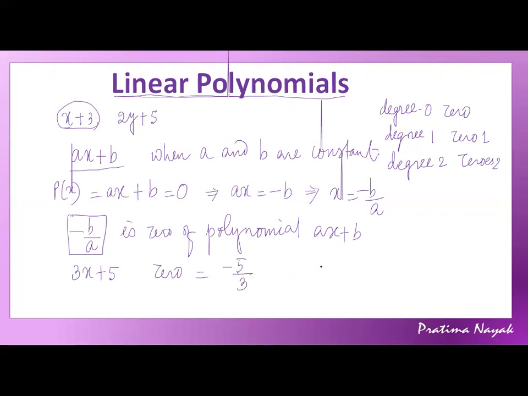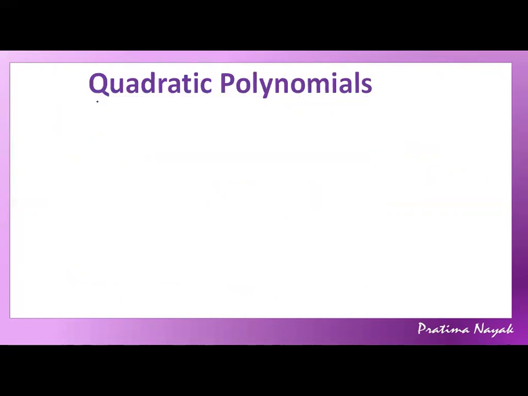What is the zero of the polynomial 2x minus 1? It will be 1 by 2. You can write directly make it equal to 0 and find the value of x, or directly use the formula. If it is ax plus b, then the zero is minus b by a. Now coming to quadratic. In linear there was only 1 zero, so there was less headache. Now it is a quadratic polynomial, so it has 2 zeros. How many zeros? 2 zeros.